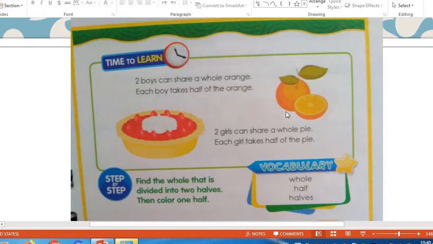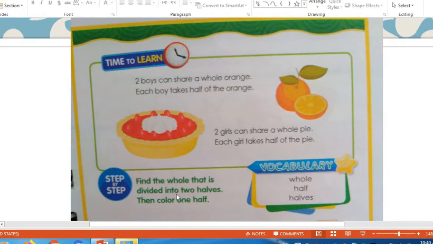In this example I have an orange that 2 boys want to share. How can they do this so that each boy will get the same amount? By cutting the orange into 2 halves. Here each boy takes half of the orange. Bravo. Here I have 2 girls who can share a whole pie. Each girl takes half of the pie.